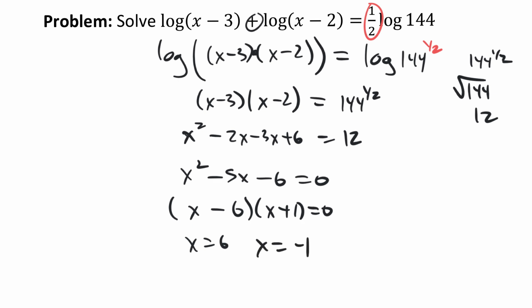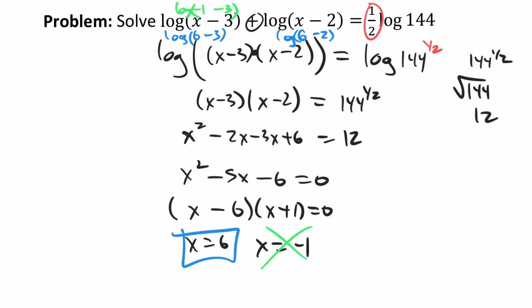Remember, we got to check these both. And if you sort of visually look back here, again, going back to the very original one, if you were to plug in -1, -1 minus 3 would be the log of -4. And we can't do logs of negative numbers, so this gets rejected. But if you imagined plugging in the 6 here, log of 6 minus 3 would be 3, that's good. Log of 6 minus 2, that's 4, that's good. So that number checks out and log of 6 is good to go.